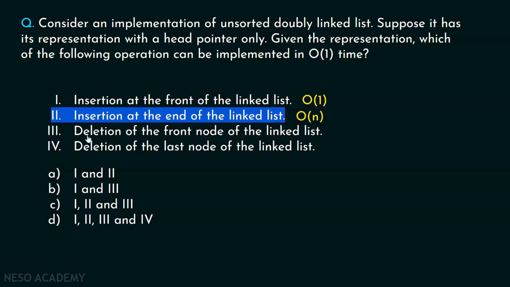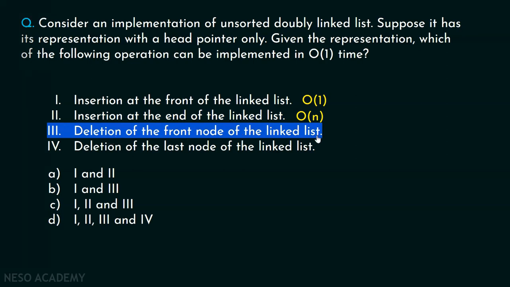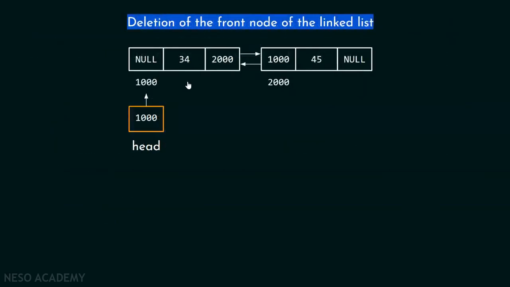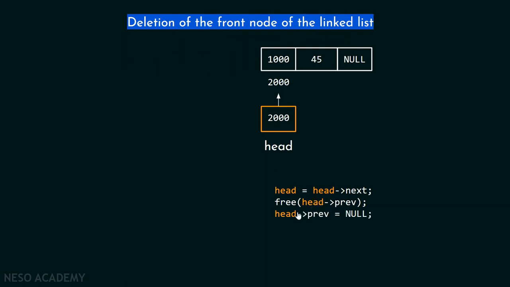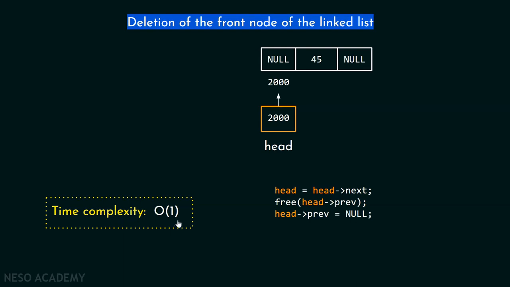Now let's discuss how much time this particular operation will take, that is deletion of the front node of the linked list. In order to delete the front node of the linked list, we just have to move our head pointer towards right. And then we just have to free the node using this free function, and here we have to pass head prev. And that's it. There is no need of any temporary pointer. These two lines of code will do the work. And finally, we have to update the prev part of this node so that it must contain null instead of the address 1000, right? So time complexity is definitely big O of 1.